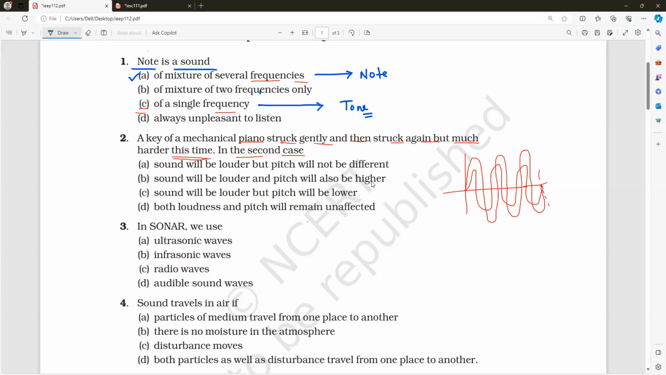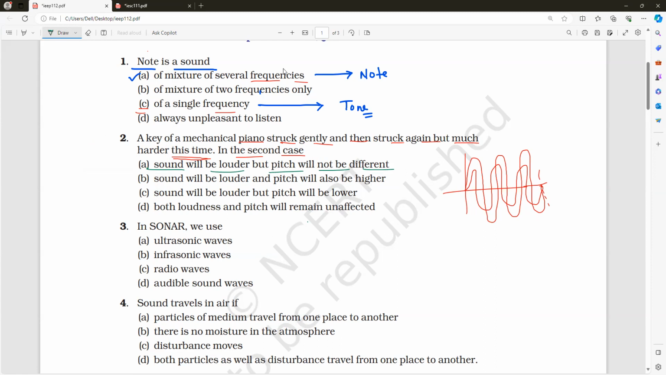Frequency remains the same, so the pitch will not change. Is the pitch the same or different? The pitch remains the same. That is what we have to remember. So the sound will be louder, but the pitch will not be different.